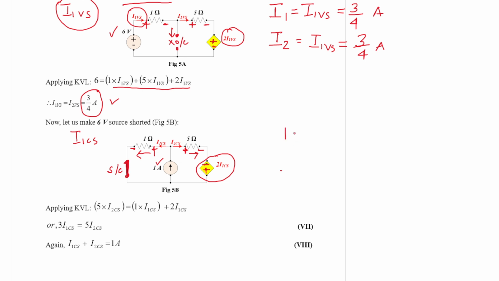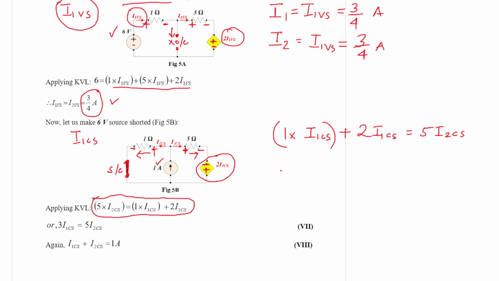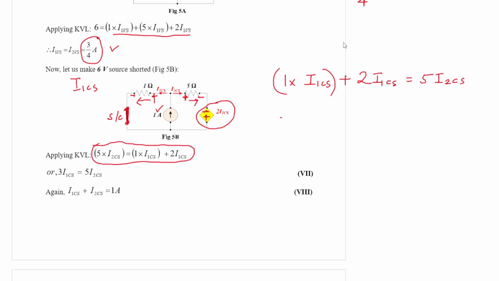So we can write 1 into I1 CS with 2 I1 CS, they are additive. What is subtractive? Subtractive is 5 into I2 CS. That is exactly written. If you solve, 3 I1 CS is equal to 5 I2 CS.